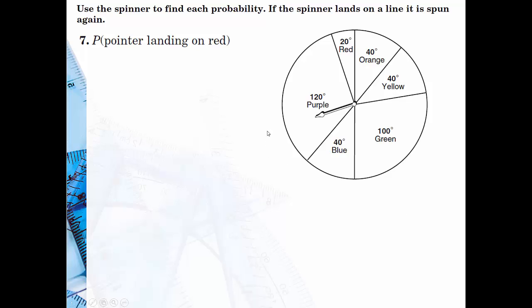Now problem 7, we're looking at the probability of the pointer landing on red, so this is a lot like the previous one, and we would just say 20 degrees over 360, which is 1/18.